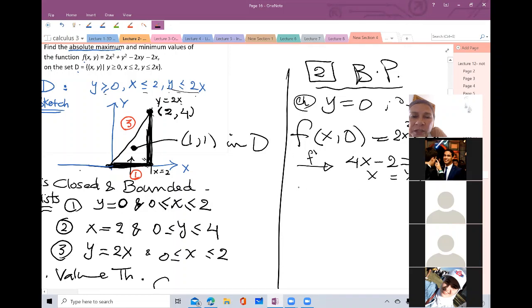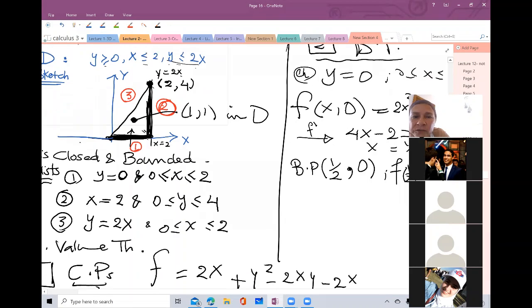Now I have a boundary point, which is x equal to half with y equal to 0. I started with this. The function value at this point, which is what I care about, at (half, 0) comes out to negative half. Got the idea? What did I do? I checked the boundary line, which I called boundary line number 1. Now I'll do the same with boundary 2 and so on.